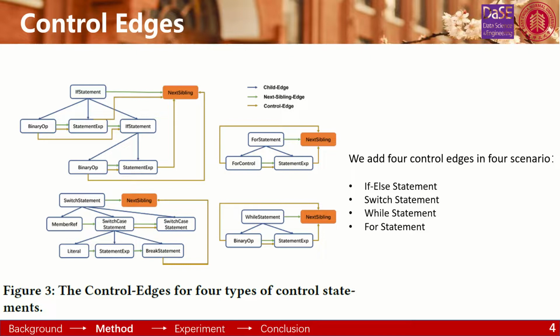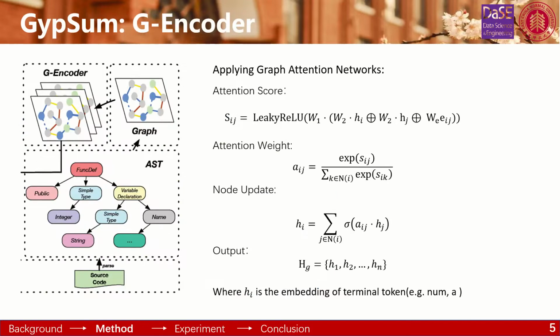Also, once the statements in statement expression are executed, the flow should enter the next statement outside the if block. As such, we add a control edge from statement expression to the next of its parent node. The control edges for other types of control statements are constructed using a similar principle. For the G encoder, we use a graph attention network to propagate our graph, rather than GCN or GGNN, since the attention weights of GAT can be visualized, which increases the interpretability of our model.